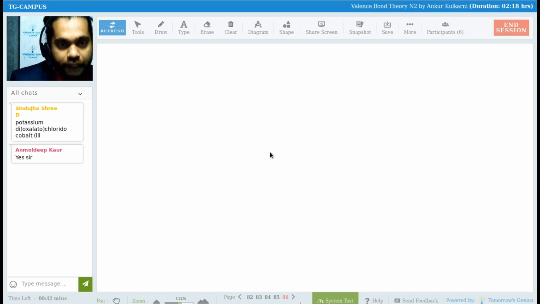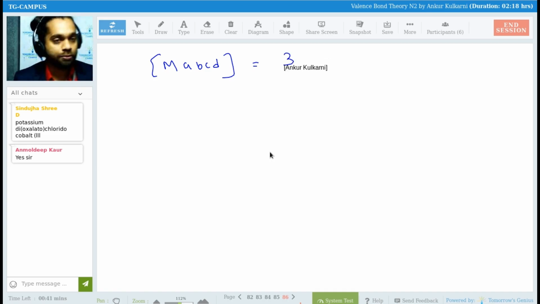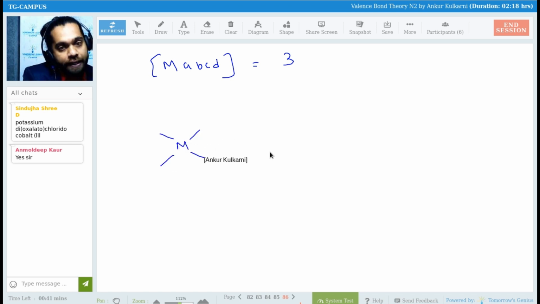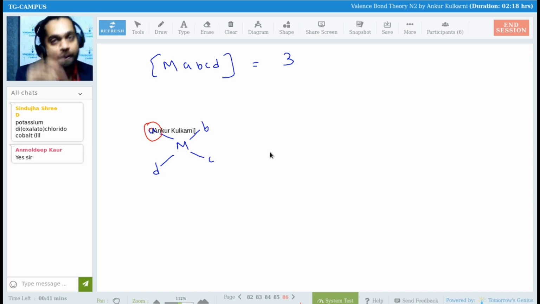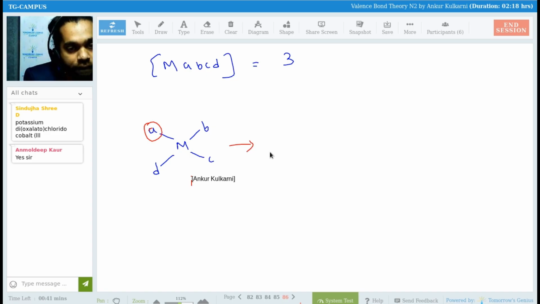Done. Then we have all four different ligands, M, A, B, C, D. In this we have three types of isomers. We do not say cis and trans in this. What we do, we just hold one at a time. For example, suppose I have A, B, C, D. I'll keep the A at one place and I'll move all three. So this is the first one.